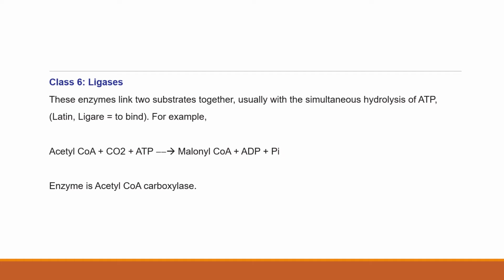As classification, they are the ligases. So ligate. So maybe you've heard of ligation. So enzymes that tie or link two substrates together are ligases, with the simultaneous hydrolysis of ATP. So in this case, it's required for the utilization of adenosine triphosphate. Acetyl coenzyme A plus carbon dioxide plus ATP forms malonyl coenzyme A. This is the product. And ADP plus inorganic phosphate. The enzyme that was used here is acetyl coenzyme A carboxylase.